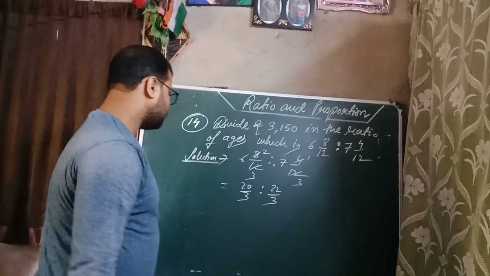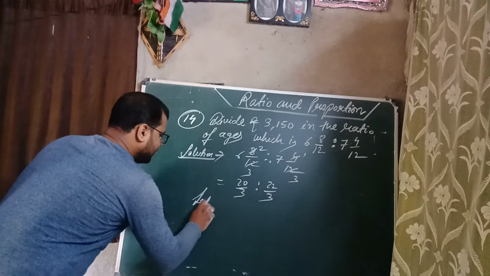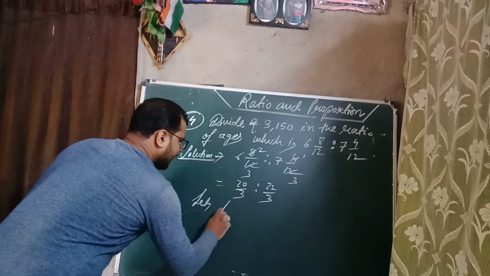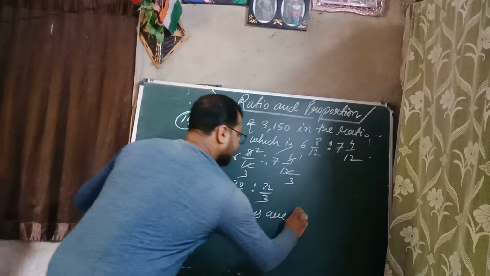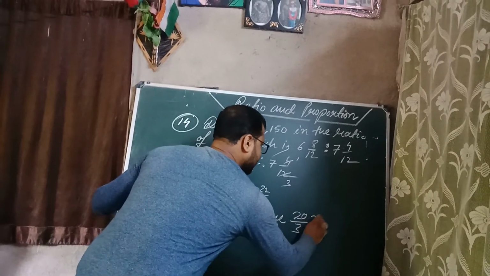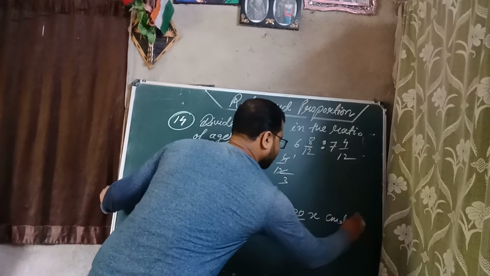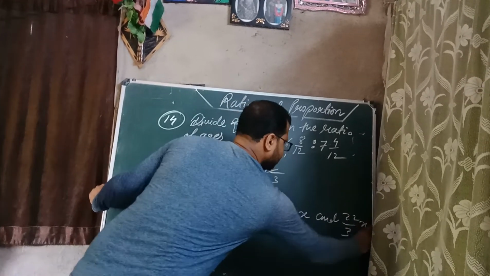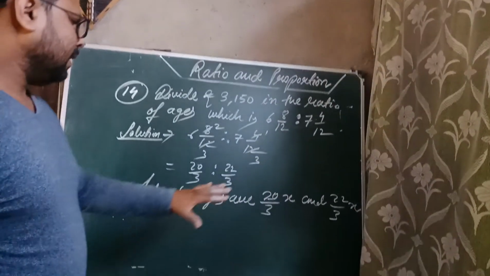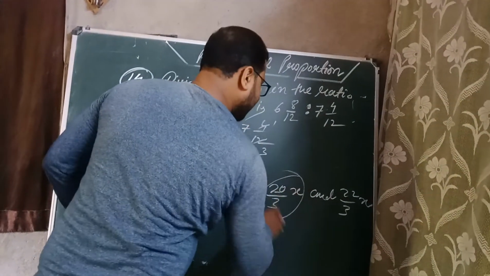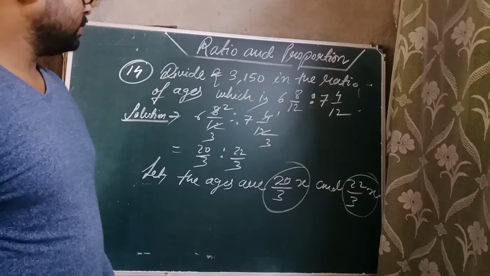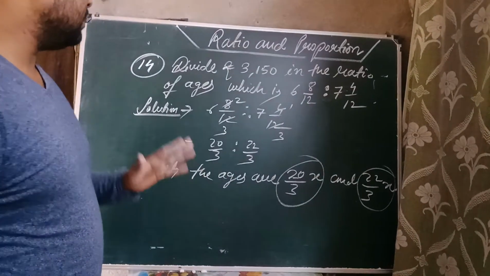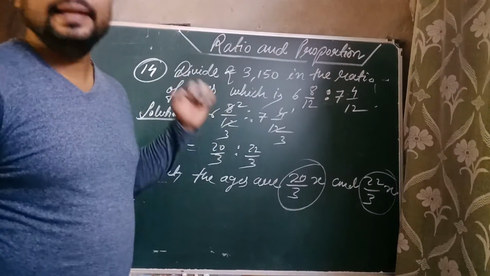It is clear. Now, let the ages are, we can consider 20 by 3x and 22 by 3x. Right, students? Ages we have considered 20 by 3x and 22 by 3x. Any problem? Now we will find the sum according to the given question. Let's see that.